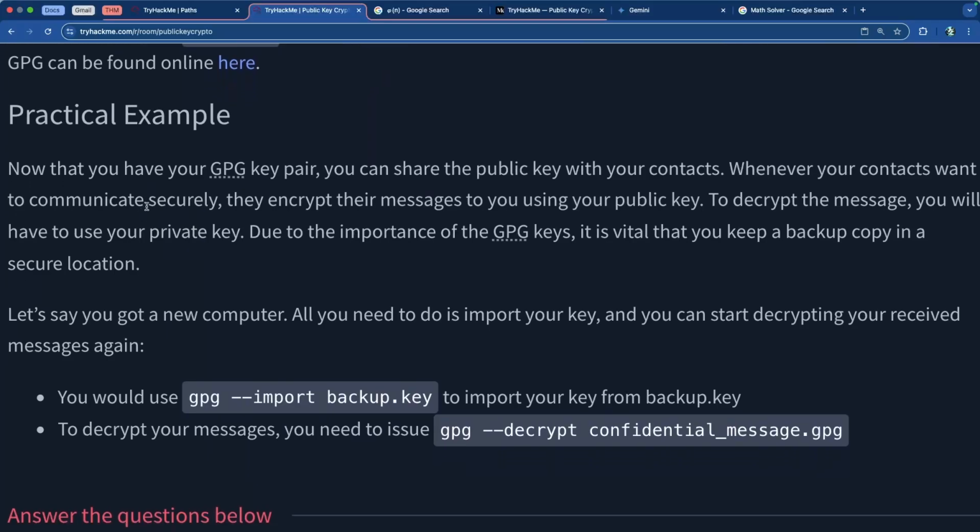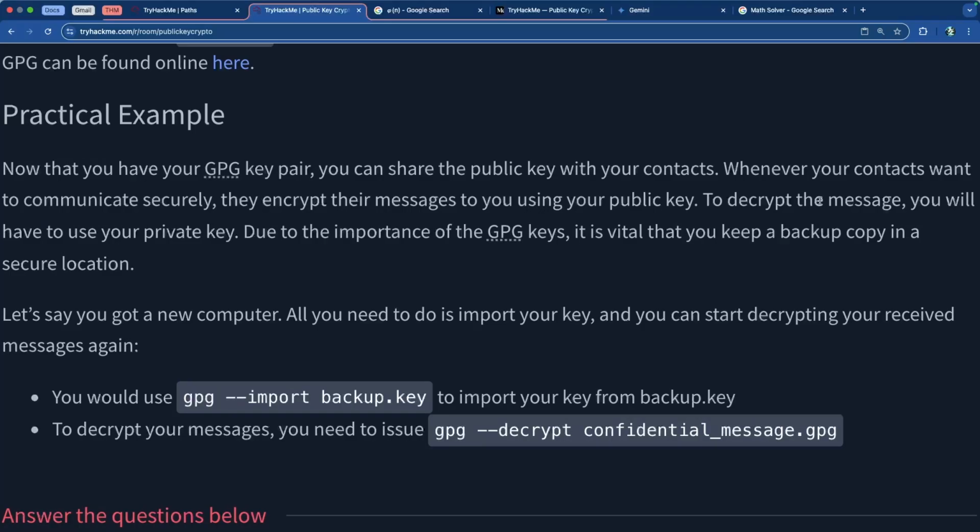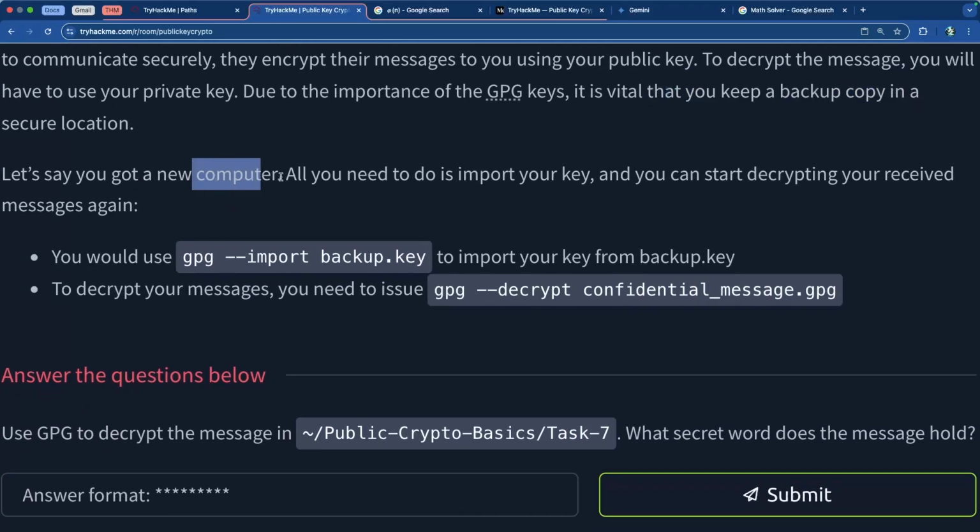So practical example, now that we have the GPG key pair, you can share the public key with your contacts. Whenever your contacts want to communicate securely, they encrypt their messages using your public key. To decrypt the message, you will have to use your private key. Due to the importance of GPG keys, it is vital that you keep a backup in a secure location. Let's say you got a new computer, all you need to do is import your key and you can start decrypting or receiving your messages again.